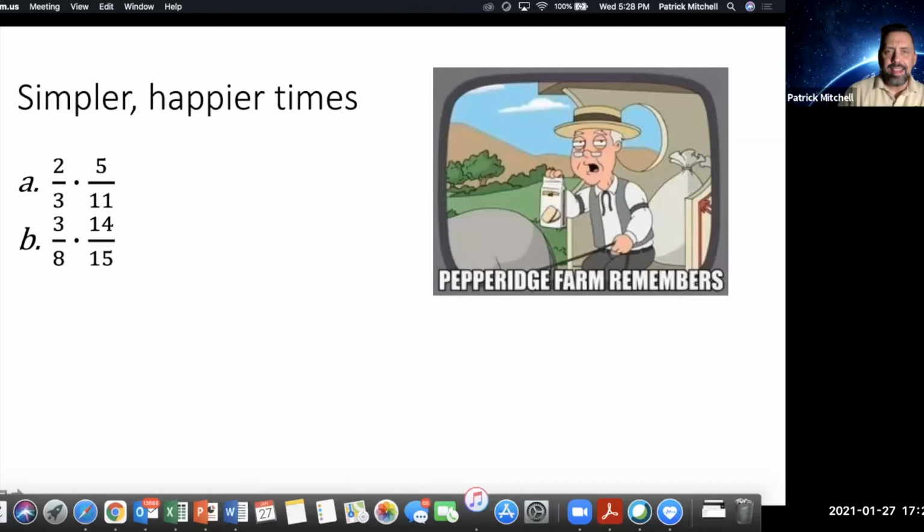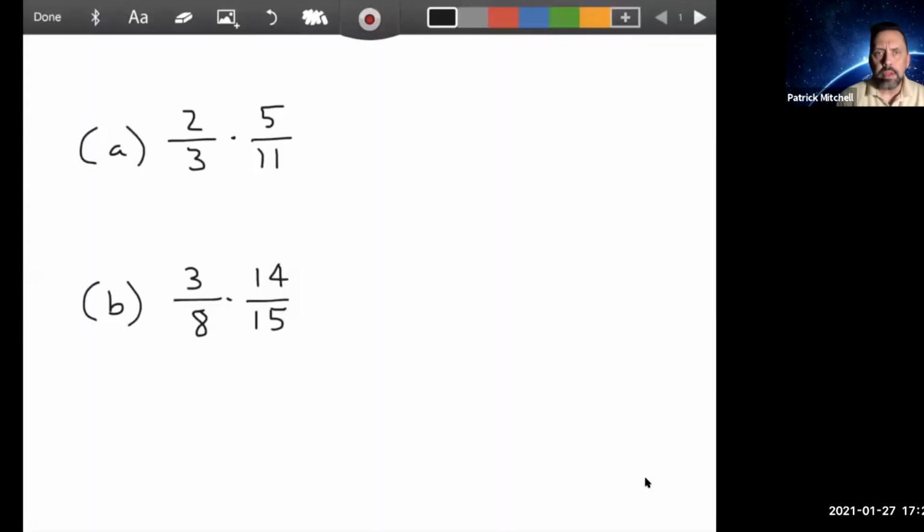Okay, so when you're multiplying fractions like 2/3 times 5/11ths, that's just about the easiest thing in the world. There are no common factors between any of the numerators or denominators. So you just multiply going straight across, and the answer is 10/33. All right, what could be simpler?